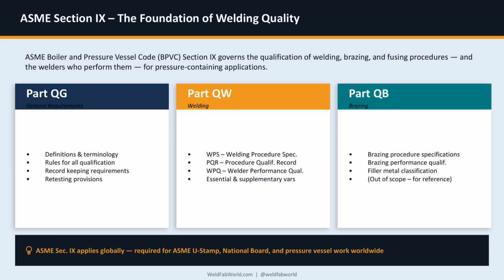Section IX has three parts. Part QG, general requirements, is the foundation. Part QW, welding, is where your WPS, PQR, and WPQ live. And Part QB covers brazing, out of scope today.